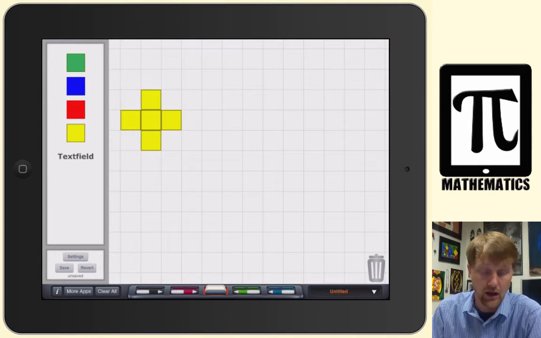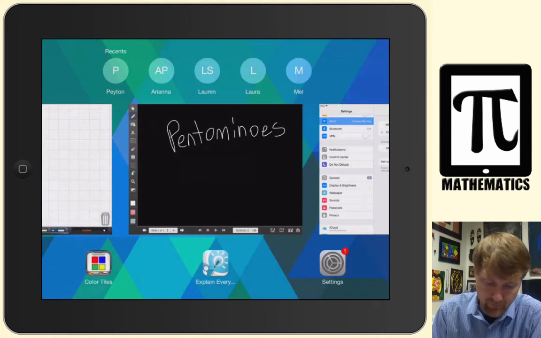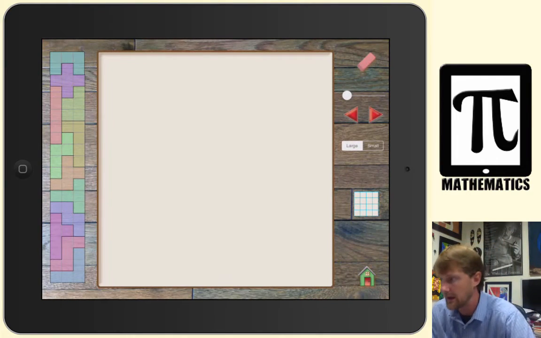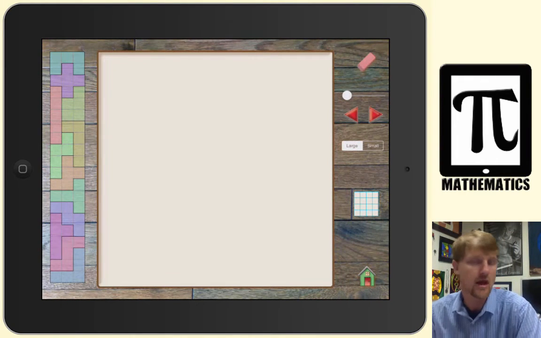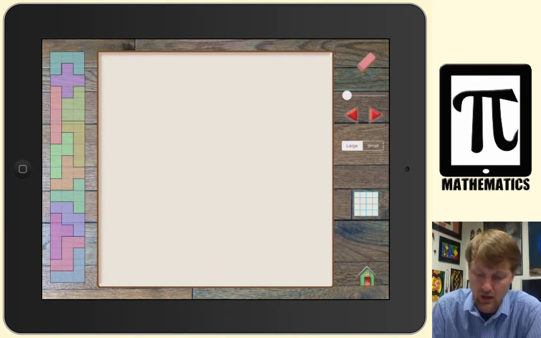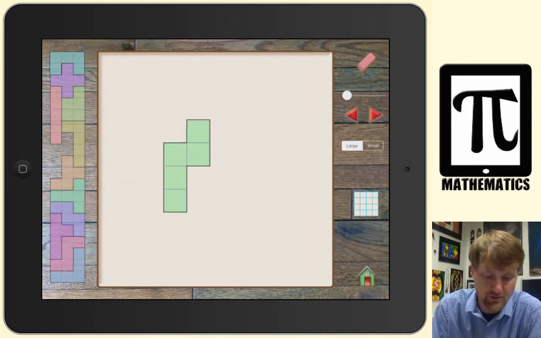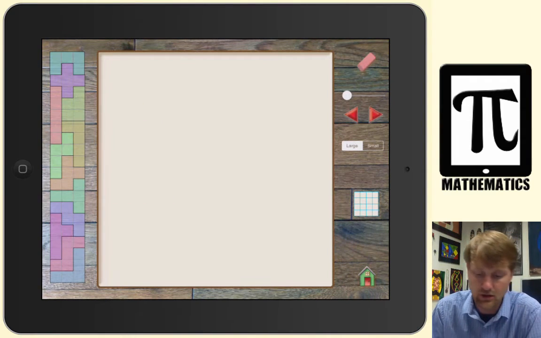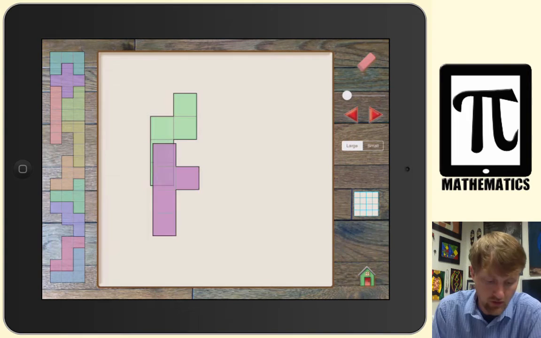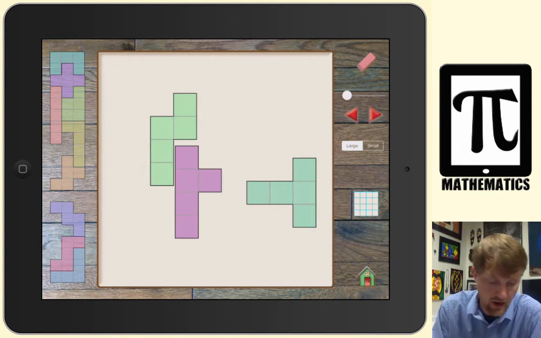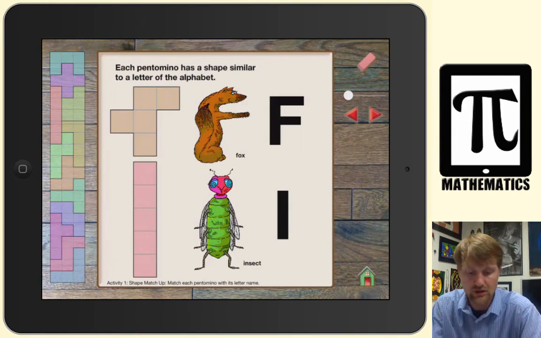Now, there is another app by another group called Ventura Hands-On Mathematics, and they have a Pentominoes app. The Pentominoes app actually goes in, has a free exploration of using the apps or the shapes themselves. So we have all 12 of the shapes sitting over here to the left, and we can move them out into the right, and you can explore them.